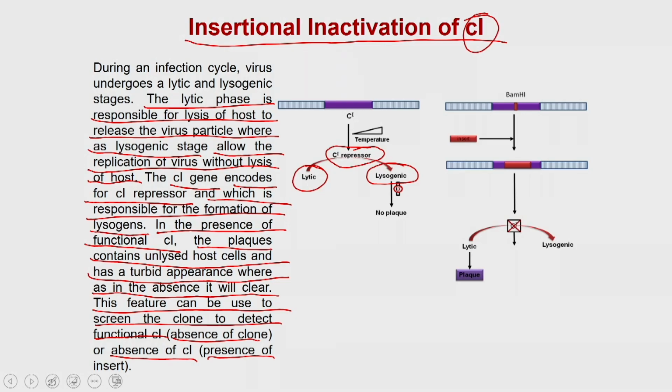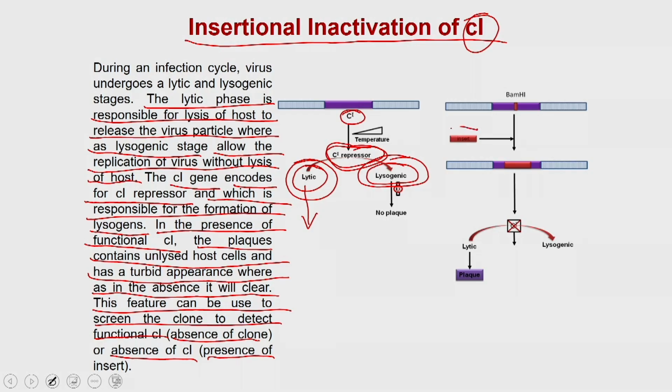So, you can imagine that CI is actually a repressor which controls the activity of the virus between the lytic phase and the lysogenic phase, and the lytic phase is actually responsible for the lysis of the host cells, and that is how it is going to produce the plaques, whereas the lysogenic phase is allowing the viruses to replicate within the host cells without forming the plaques.